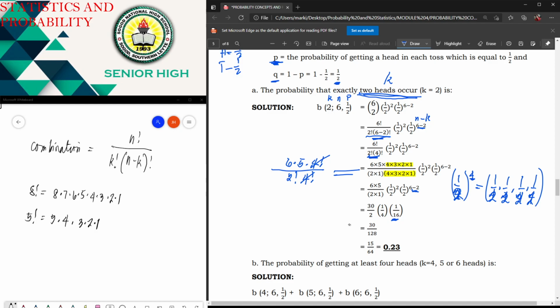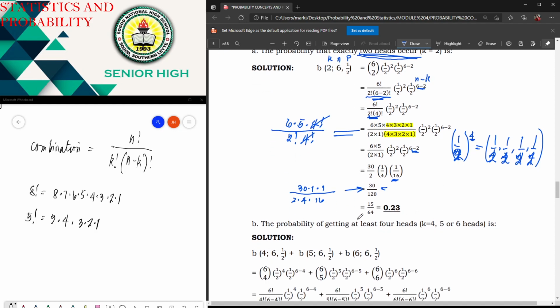This time we multiply the numerators: 30 times 1 times 1 is 30. The denominators: 2 times 4 times 16 is 128. So we have 30 over 128, which in lowest terms is 15 over 64, and in decimal is 0.23.